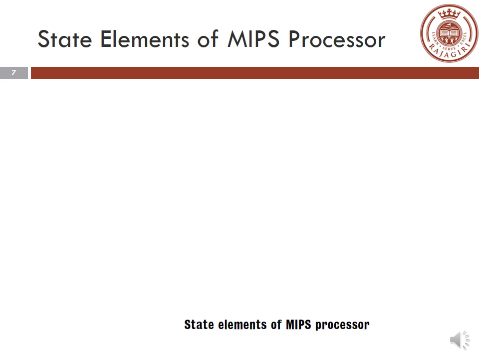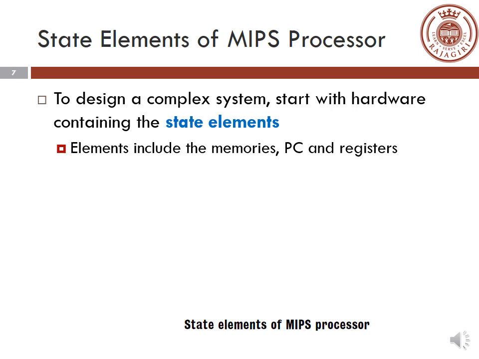They are basically called state elements because they are associated with your digital design using your finite state machine. So that's the basic design approach that is going to be followed. That's why it's called state elements. Now in our case, your MIPS processor basically consists of three different state elements: your memories, your program counter and your registers. These are the three state elements which are associated with your MIPS processor.